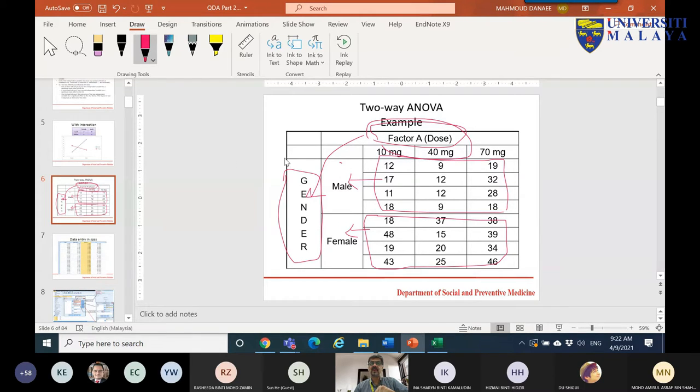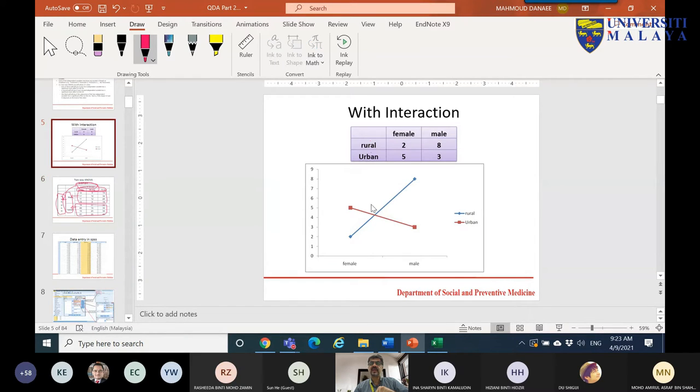That's why it is not advised to compare only dosage and then male and female separately, because if you compare these two factors individually, you will not be able to explore the interaction. And interaction is the most important factor. Let me give you another example.